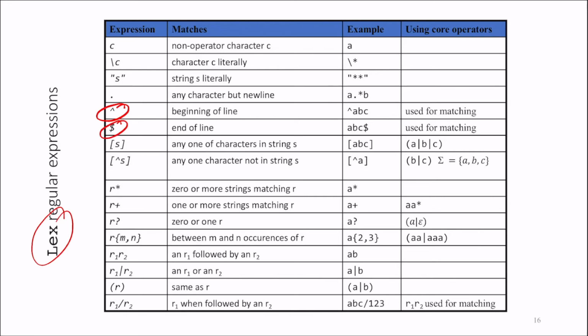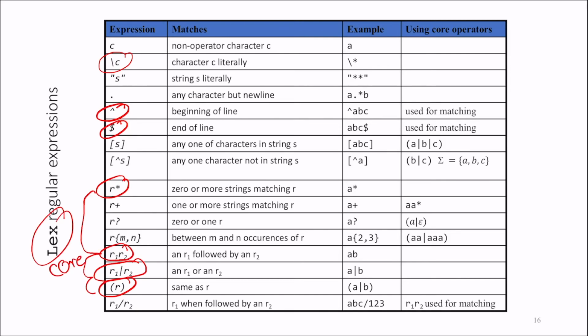Similarly, a $ sign is used to specify that it could be at the end of the line. And so you can see it has a special syntax. If I wanted to use a caret or a dollar to actually match a caret, then I would have to escape it using a backslash. It has all of the core operators like R star, it has alternation, parentheses, and concatenation. So these ones would be the core operators.